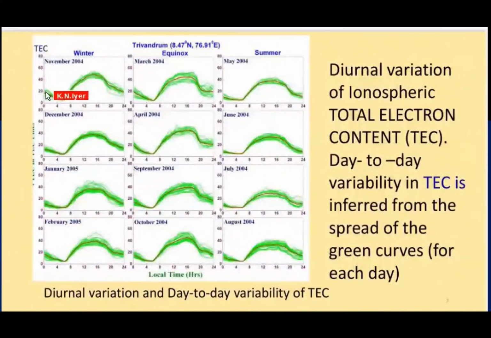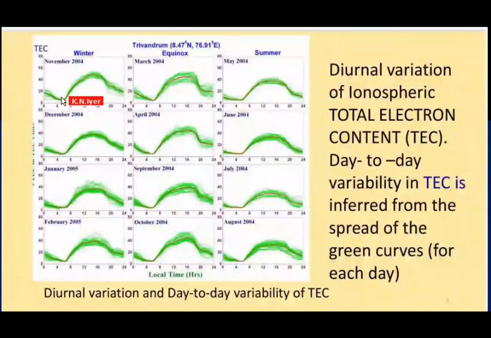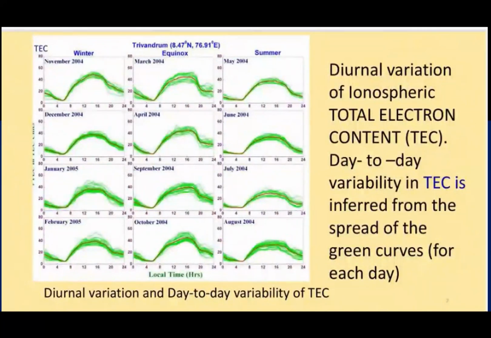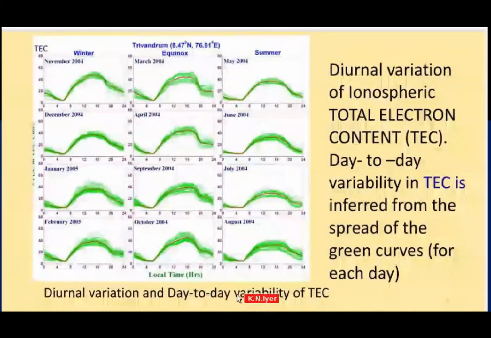So we see that in any block, there is a red curve, which is the mean variation, and then the green curves are the variation for each day. For example, if there are 20 days of observation in November 2004, there will be 20 such green curves superposed one above the other. So the vertical extent of the green curves is a measure of how the parameter varies from one day to another. That is called the day-to-day variability.